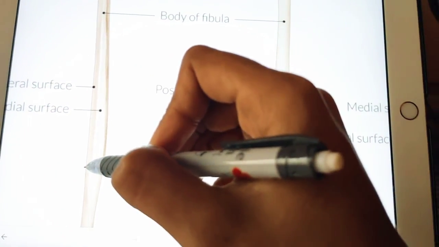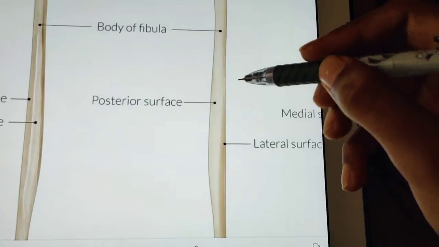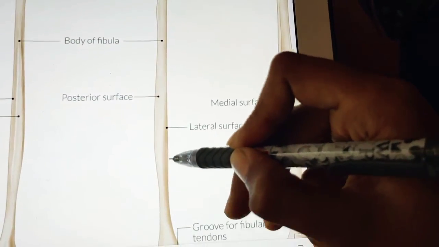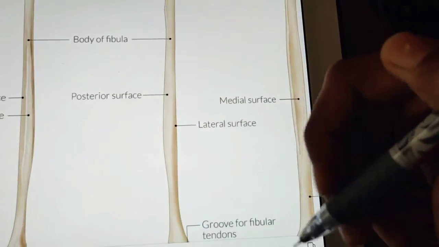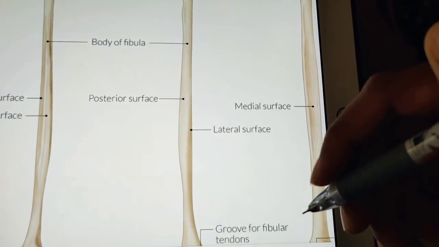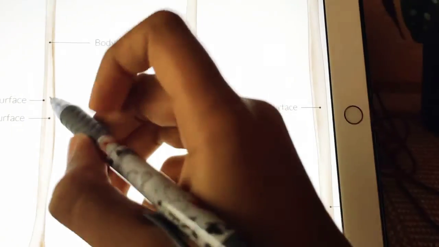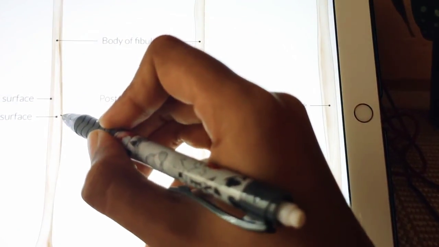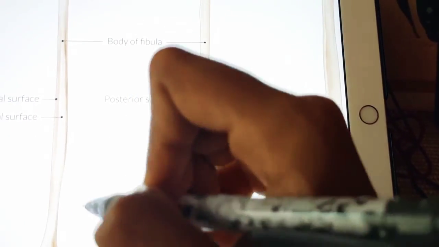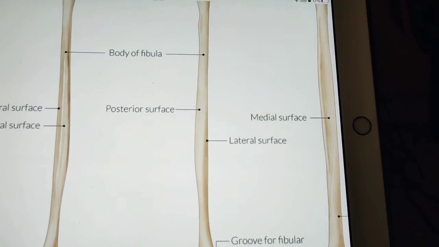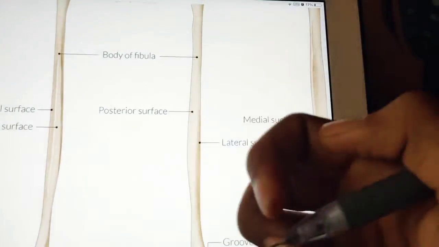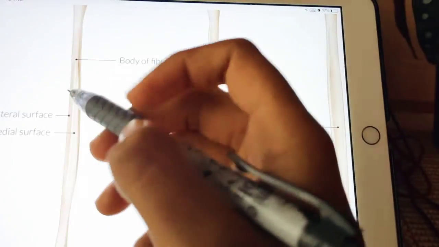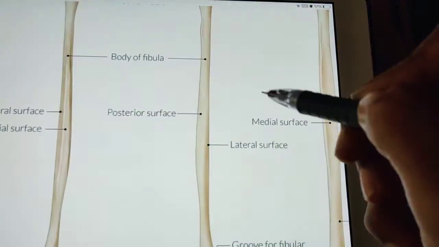Okay, so the next border is the posterior border. Of course it will be on the back side. This one is the posterior border. You can see this one, this is the posterior border. Okay, and next comes the interosseous or medial border. Just beside the anterior border you'll have the interosseous or medial border. This one is the interosseous or medial border. And next you have the three surfaces. Very easy to remember, three borders, three surfaces. We have discussed the three borders: anterior border, medial border, posterior border.